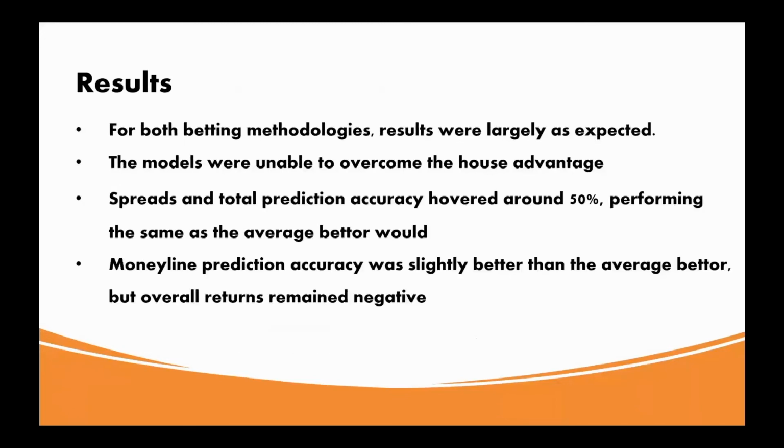So, the results from my predictions. For both betting methodologies, results were largely as expected, with slight losses coming. The models were unable to overcome the house advantage. My spread and total prediction accuracy hovered right around 50%, performing the same as the average bettor would. And my moneyline prediction was slightly better than the average bettor, but overall returns remained negative because the significant house advantage was not overcome by the predictions.